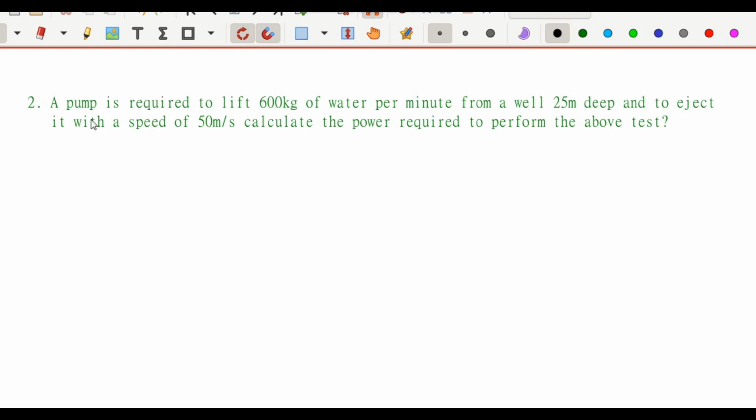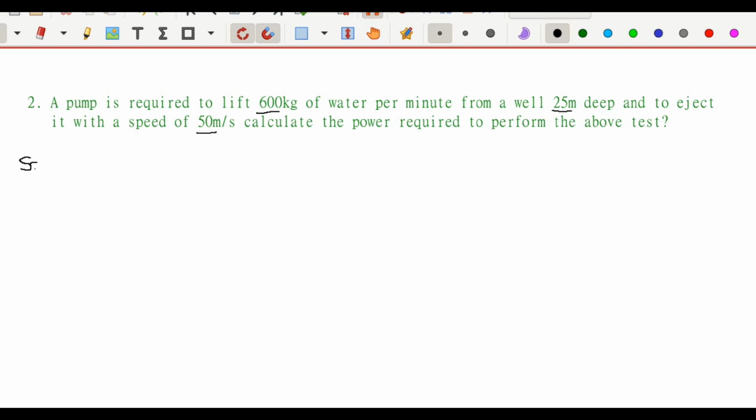Okay, the next problem: a pump is required to lift 600 kg of water per minute from a well 25 meter deep and to eject it with speed 50 meter per second. Calculate the power required to perform the above task. Here 600 kg and 50 meter per second are given, and height also is given. Depth is considered as height.